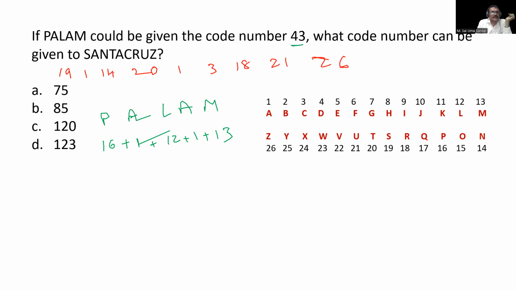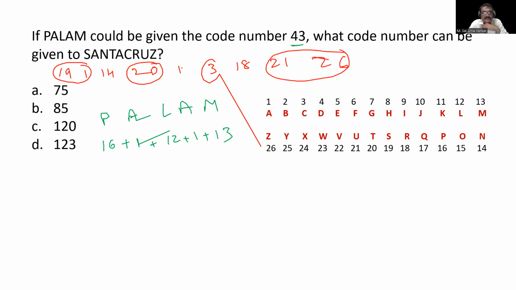Okay, so how to find this one? 19 plus 1, 20. 20 plus 20, 40. 40 plus 21 plus 26, that is equal to 47. 40 plus 47, 87. 87 plus 3, 90. 90 plus 18, 108. 108 plus 1, they got 109.